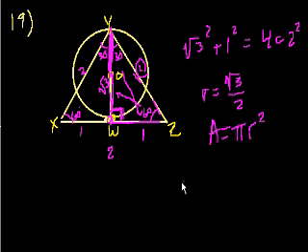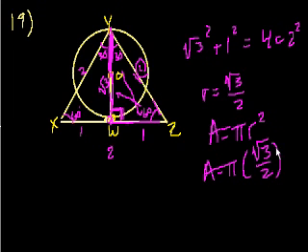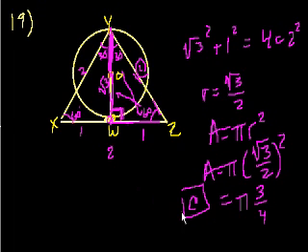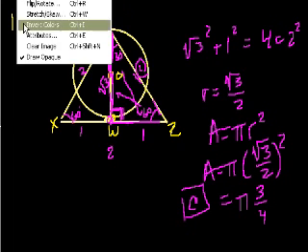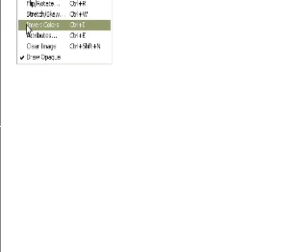And they give you this formula too at the beginning of the SAT. So area is equal to pi times square root of 3 over 2 squared. And that equals pi times square root of 3 squared is 3 over, and then 2 squared is 4. So 3/4 pi, and that is choice C.